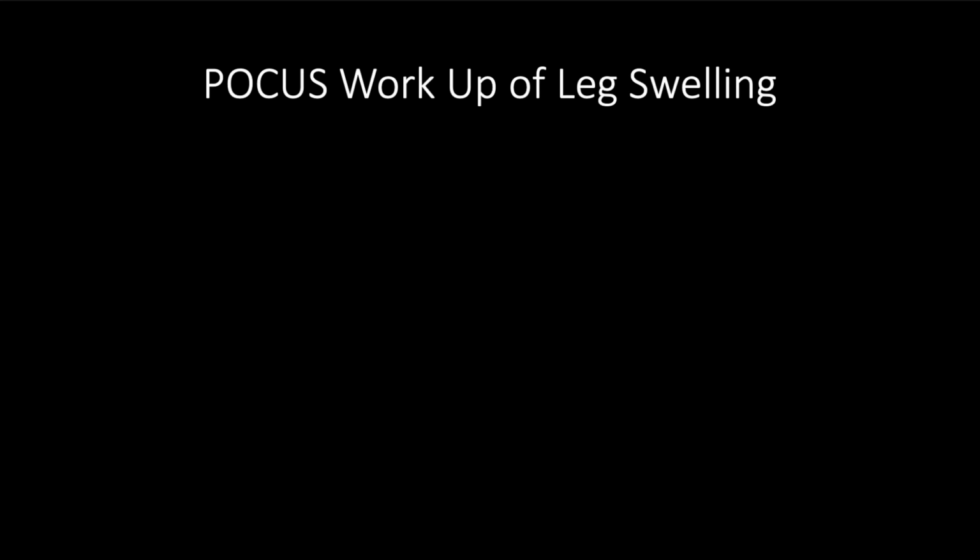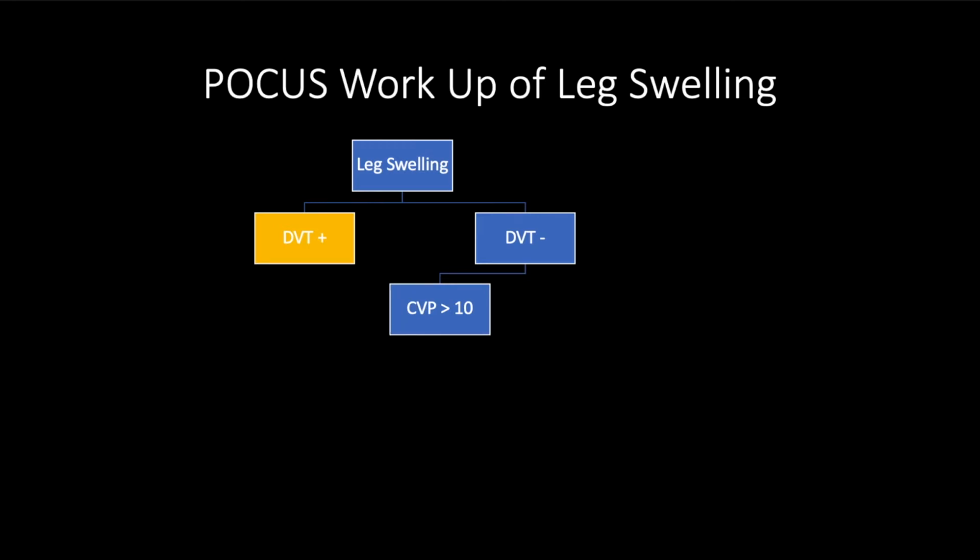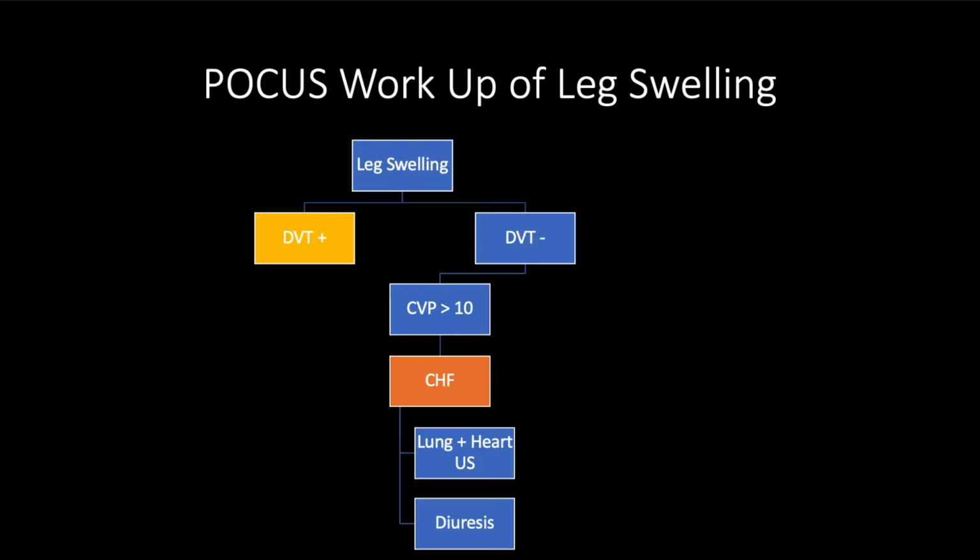So whenever I look at leg swelling, POCUS can really help in the algorithm. First, you start with the swollen leg and rule out DVT. If there's no signs of DVT, work your way up to the inferior vena cava. And if the central venous pressure is over 10 millimeters of mercury, look for CHF. The lung and heart ultrasound is an important component that can add to your CHF exam and solidify that diagnosis. That's when you would start more aggressive IV diuresis.